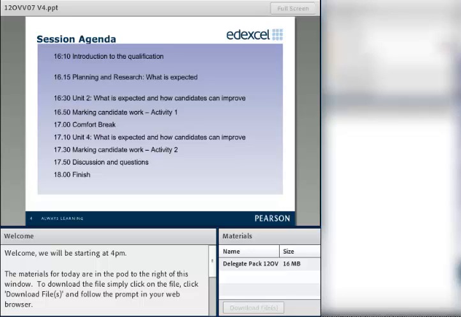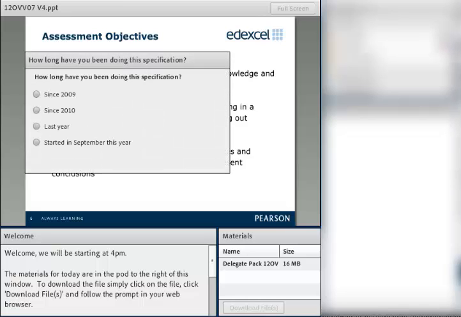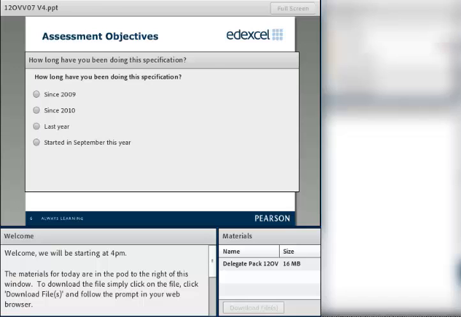Okay, Mel, do you want to bring on the first poll that we asked for about how long people have been doing the specification? If you wouldn't mind giving me a quick vote on this, it's really just to establish how many of you are experienced and how many of you are really starting from the beginning. So if you could just have a little vote on my poll, please.